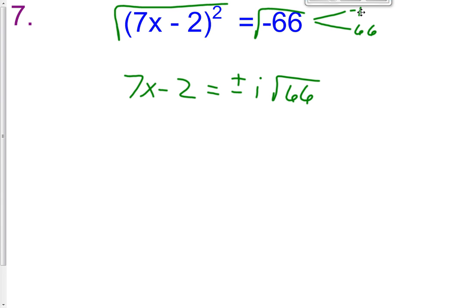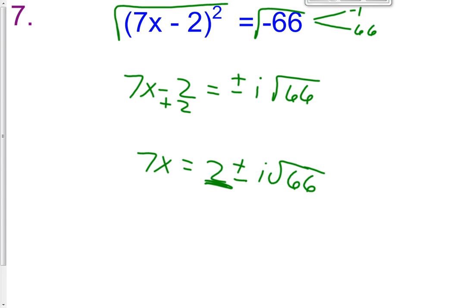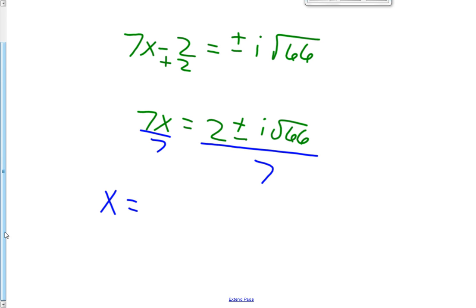Now I'm going to add 2 to both sides, so 7x equals 2 plus and minus i square root 66. Remember, this 2 has to come before the i. That's standard form, so make sure you don't have the plus 2 on the right side of i square root 66. You have to have it on the left because that's what standard form is. Plus and minus i square root 66. Okay. And then lastly, we have to divide both sides by 7. So our answer here is x equals 2 plus and minus i square root 66 divided by 7.